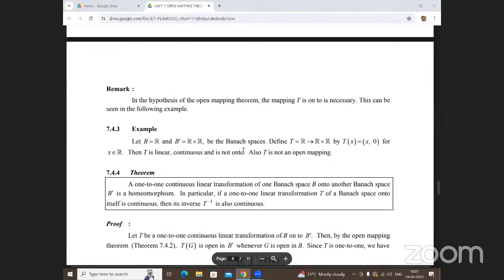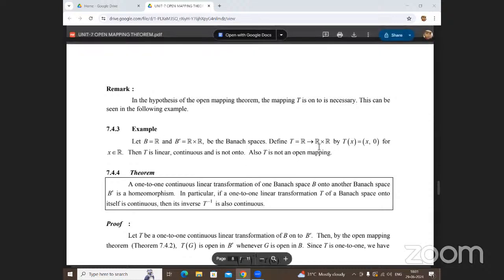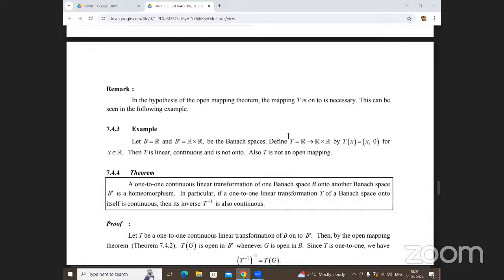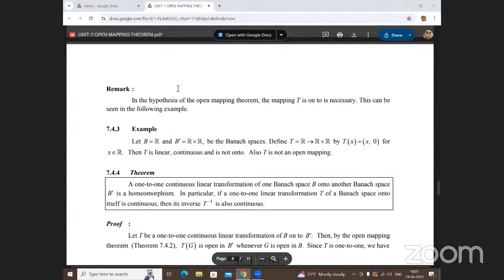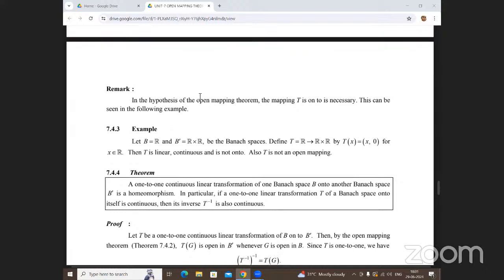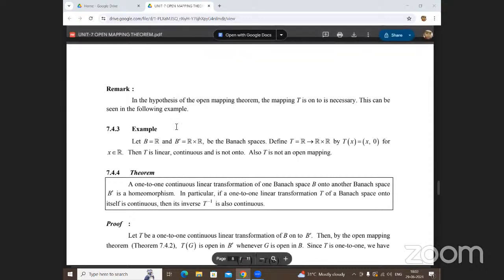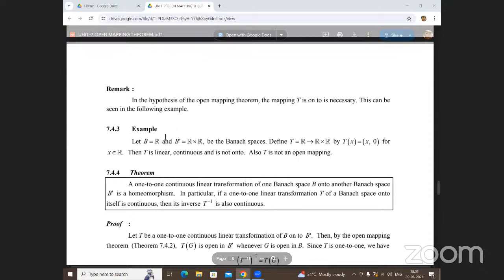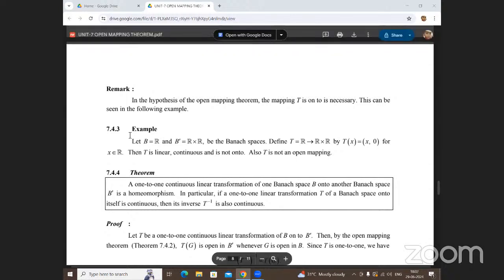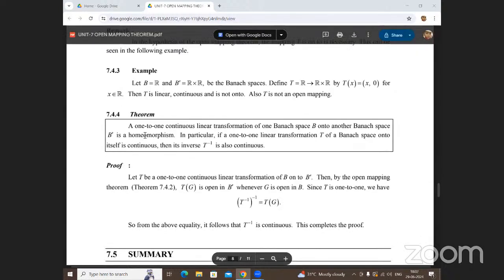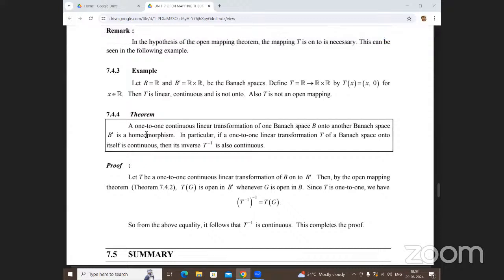Okay, state the open mapping theorem. Give an example of a transformation which is not an open mapping. It means that first of all, you must present the statement of the open mapping theorem, and second, a suitable example which is not an open mapping. That is example 7.4.3. So sometimes that question is also given as a short answer.